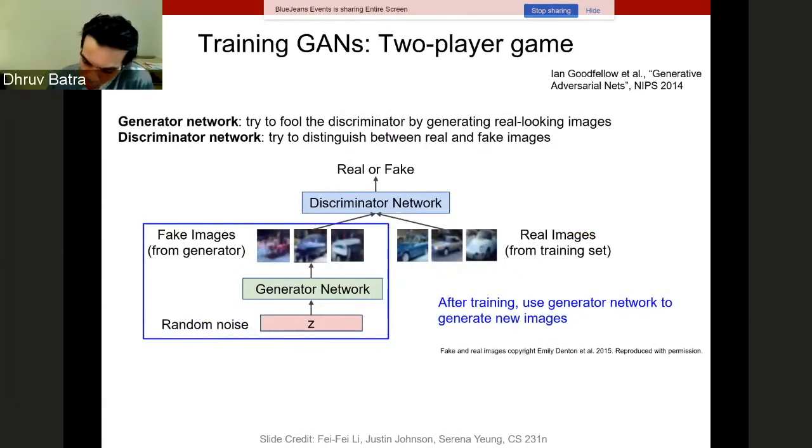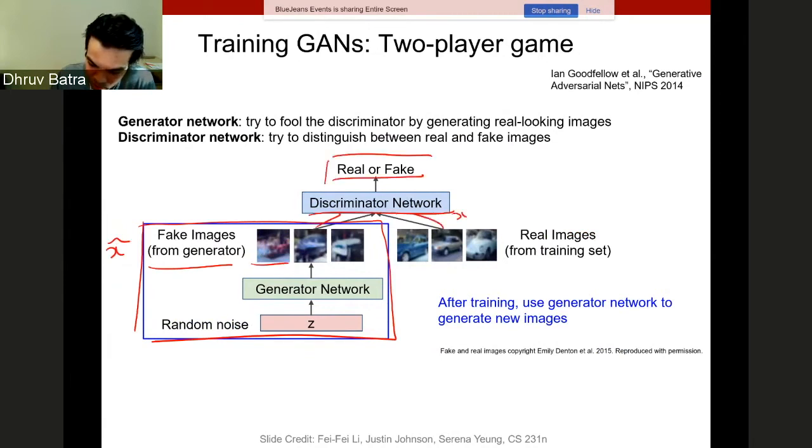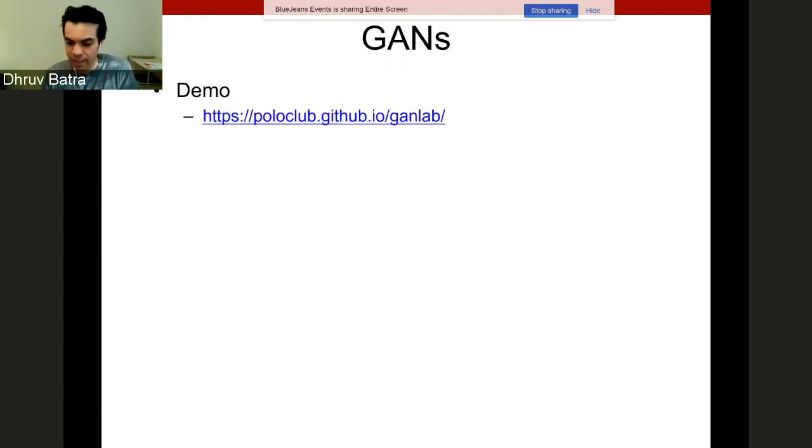Yeah. So overall, here's the overview of where we are. We have a generator that produces samples, x tilde. We have a discriminator that takes in either x tilde or x and produces this label, +1 for real, 0 for fake. Let's take a look at a demo.